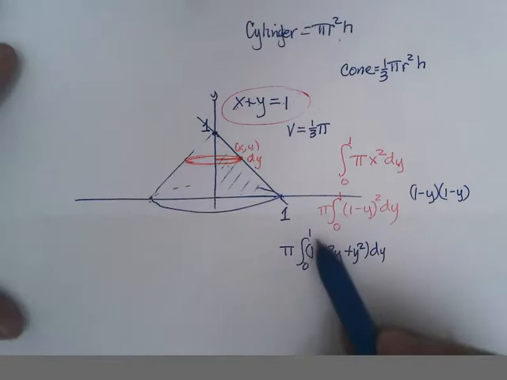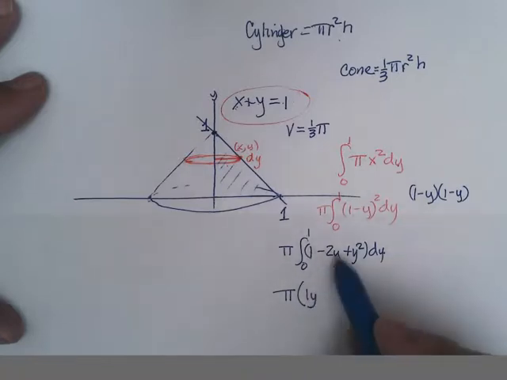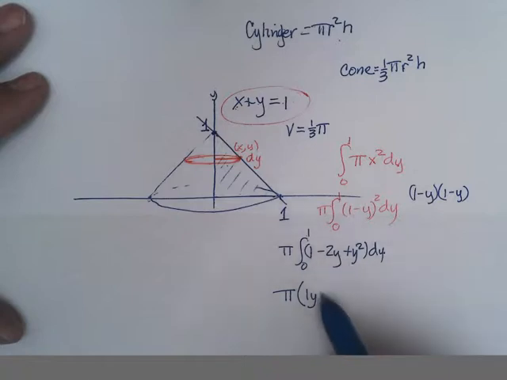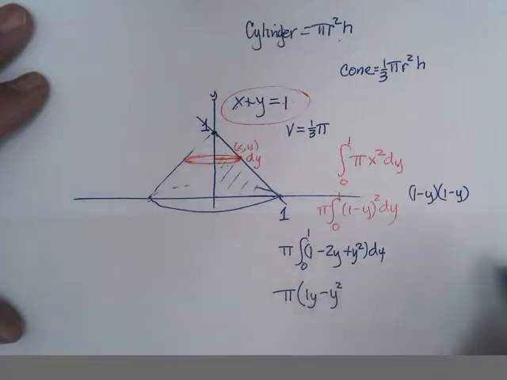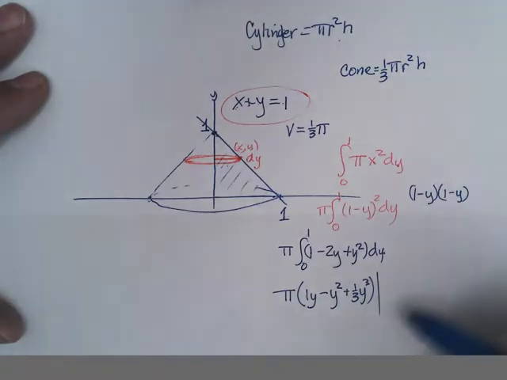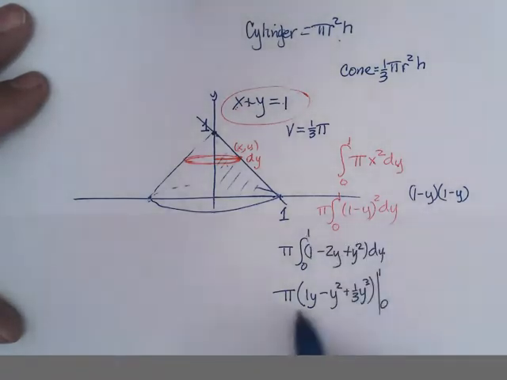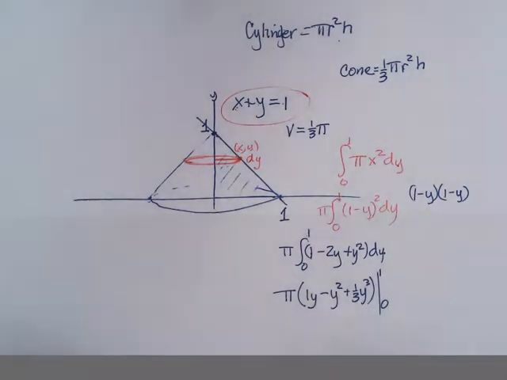So now if I integrate this, take the antiderivative of this and evaluate it from 0 to 1, I'm going to have pi times the antiderivative of 1, which would be 1y, since I'm doing it with y. The antiderivative of negative 2y would be negative y squared. The antiderivative of plus y squared is plus 1/3 y to the third, evaluated from 0 to 1. Those are the values for y.